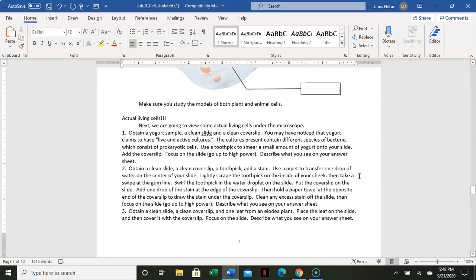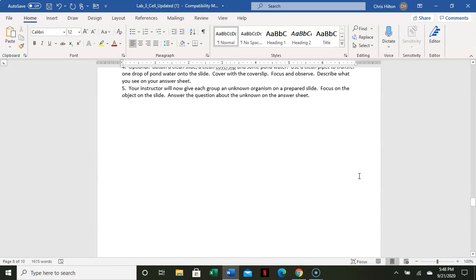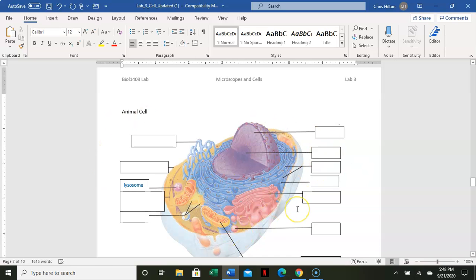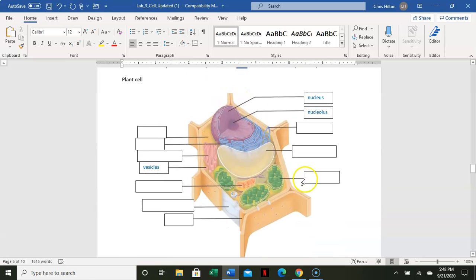So that's everything you needed to label. Again, you need to know the functions of these as well as being able to identify them for the exam.